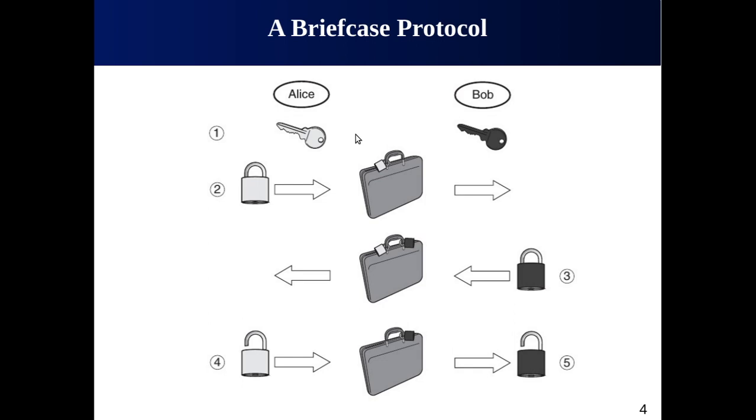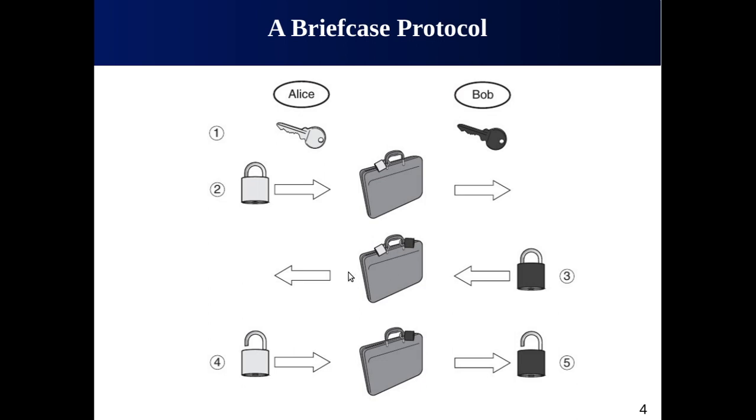In step number 1, Alice begins by obtaining a padlock, and only Alice has the key to this padlock. Alice places the message into the briefcase, locks the briefcase using the padlock, and hands the locked briefcase to a courier who transports it to Bob. Bob will obtain a padlock of his own. Once Bob receives the briefcase, he adds the second lock to the briefcase and returns it to the courier, who takes it back to Alice, and this happens in step number 3. Now we have two locks placed on the briefcase.